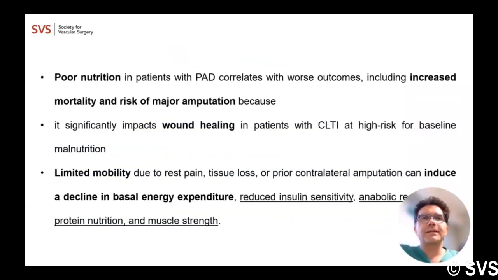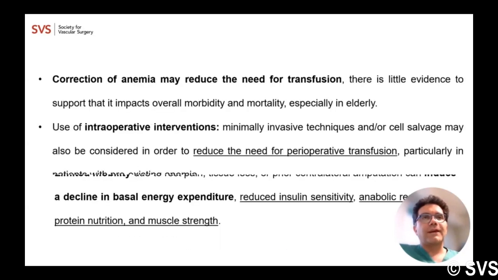Poor nutrition in patients with PAD is very important because it can increase the mortality and the risk of major amputation. Also, wound healing is reduced, and the limited mobility due to the rest pain can induce a decline in the basal energy expenditure. So it can reduce the insulin sensitivity and the muscle strength. Nutritional management is mandatory in all the patients affected by PAD.